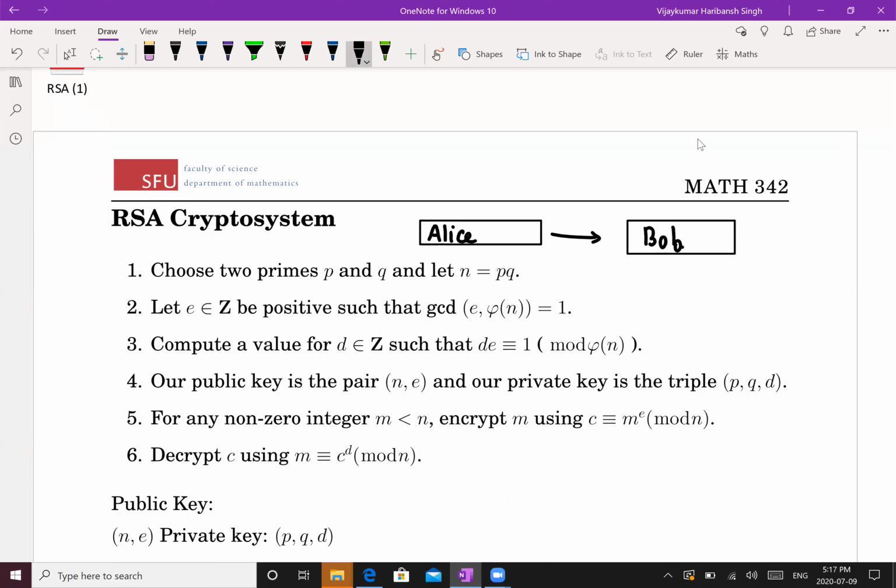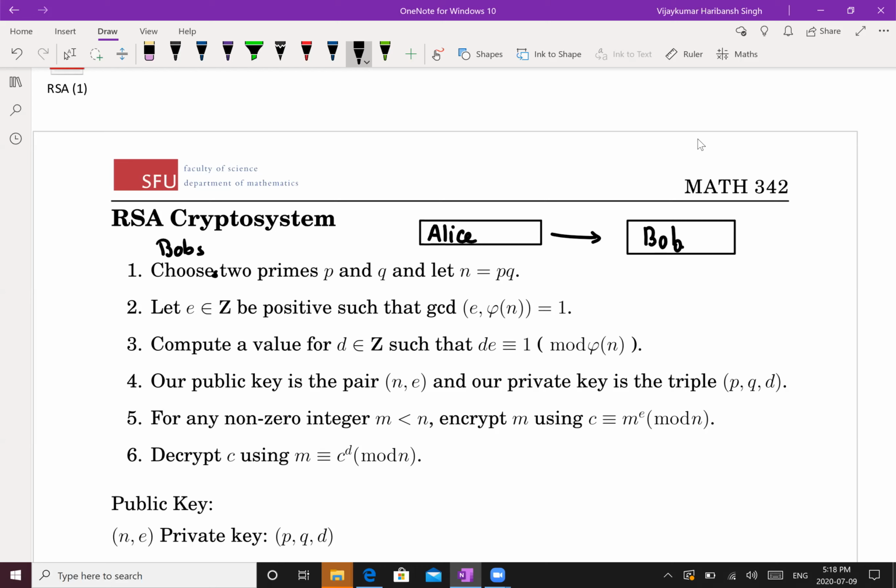So the idea is, again, Alice wants to send a message to Bob securely. So she uses Bob's public key. Let's see how it works. Bob chooses two primes, P and Q, and lets N be P times Q. Note that there are ways to choose these primes. They have to be big, 1024 bits, and they should not be close to each other. So there are many security concerns about P and Q as well.